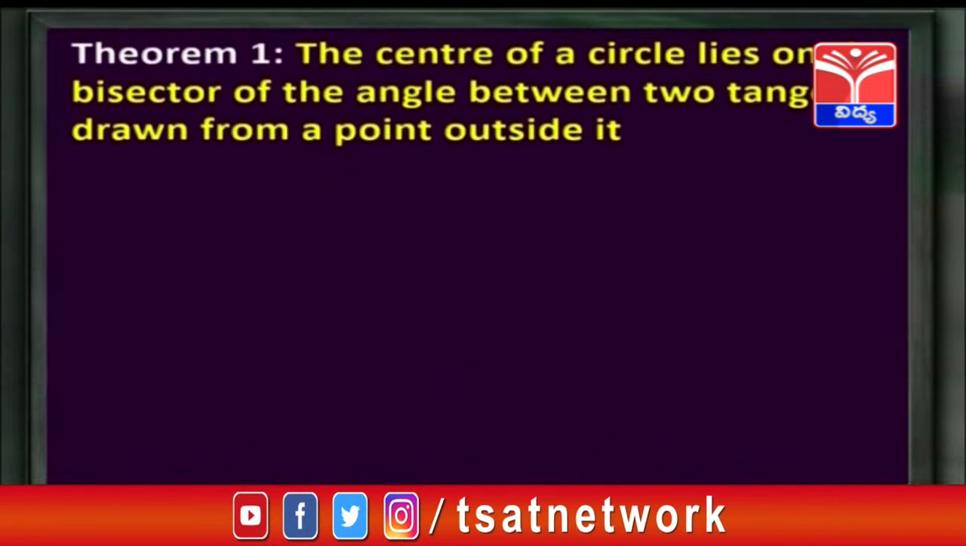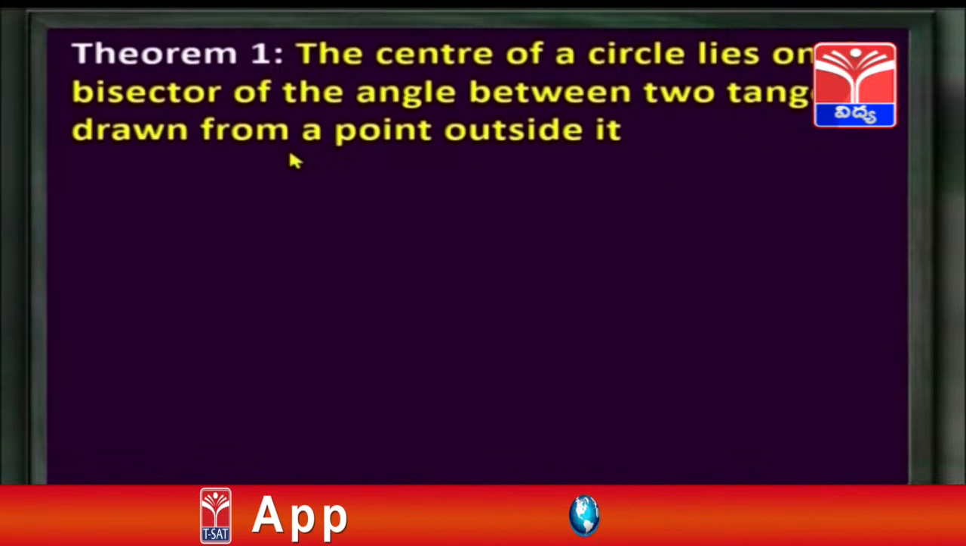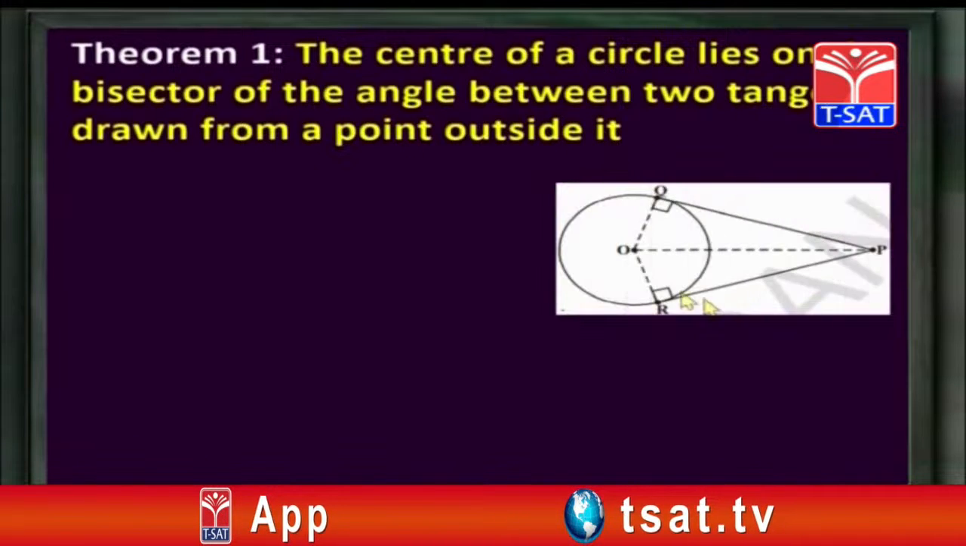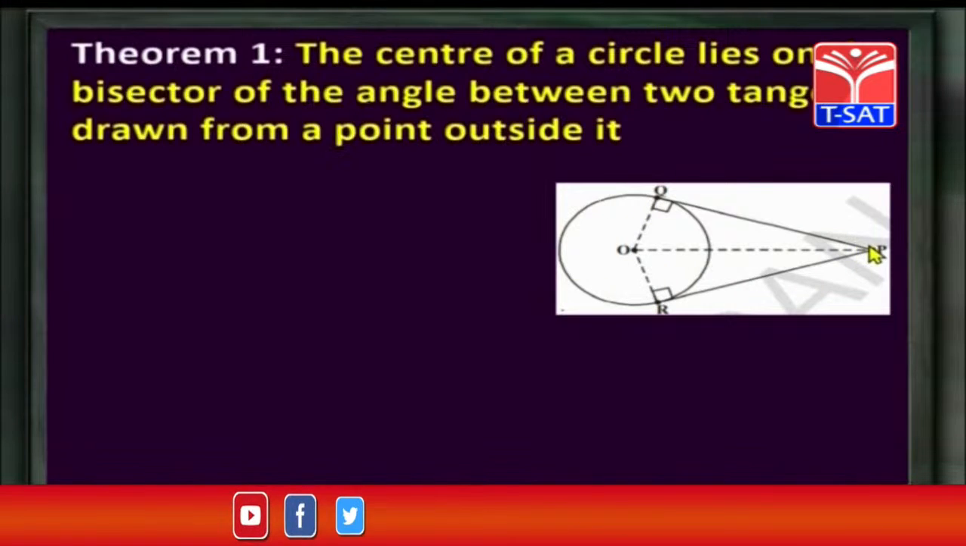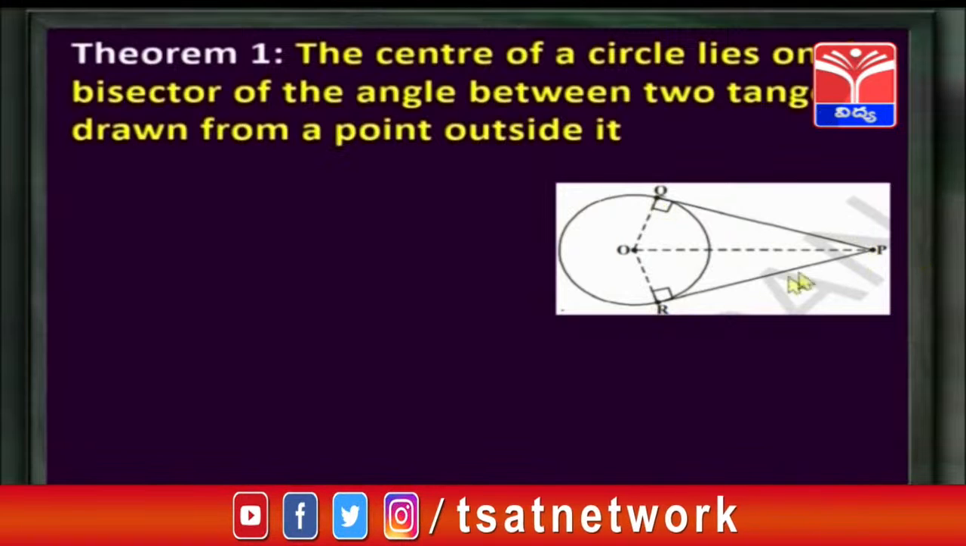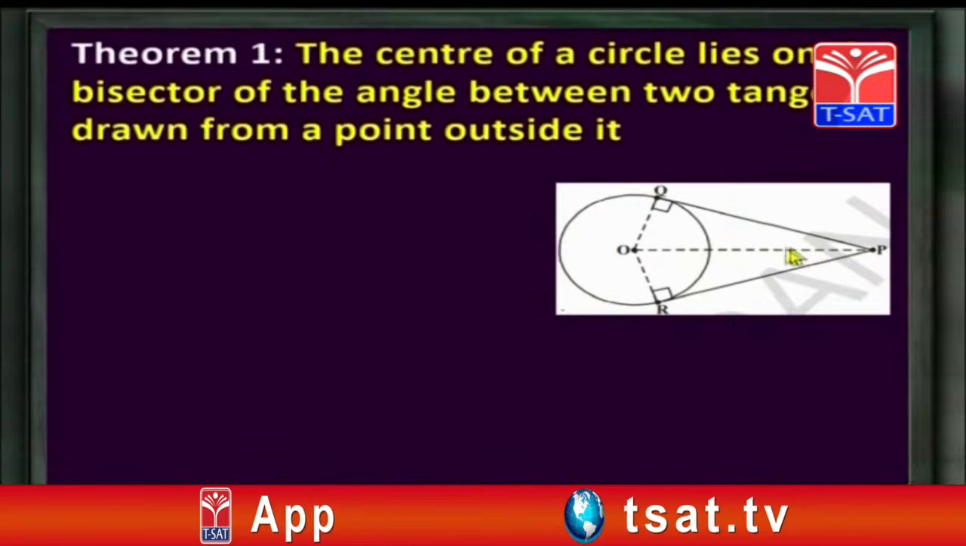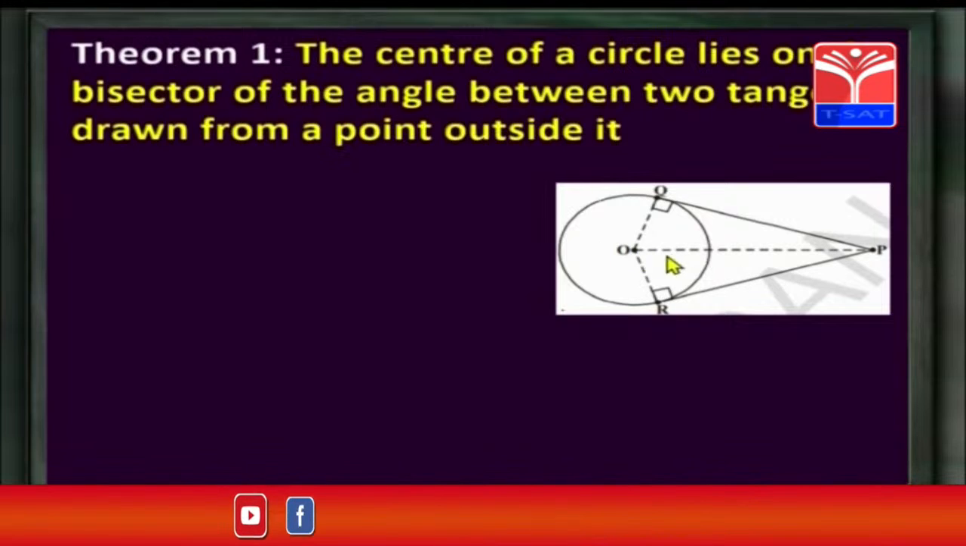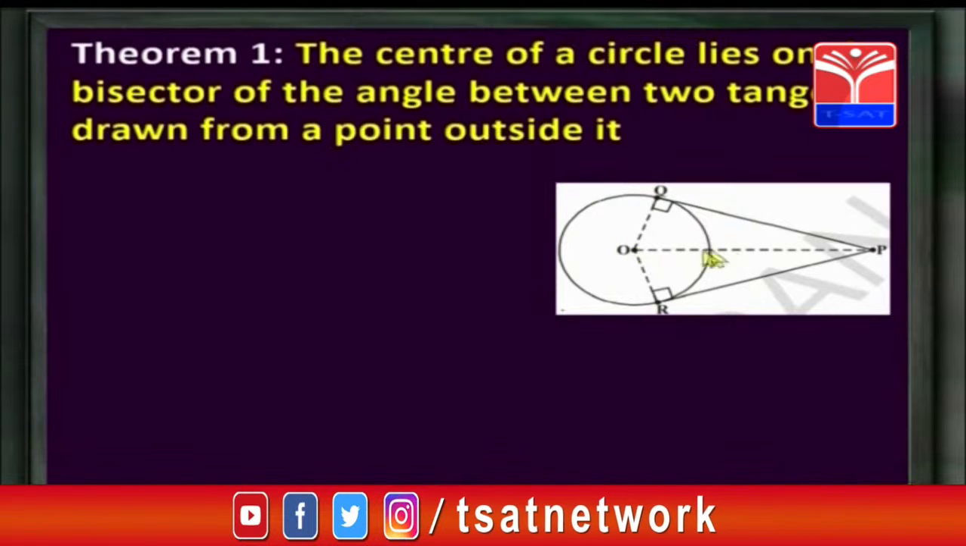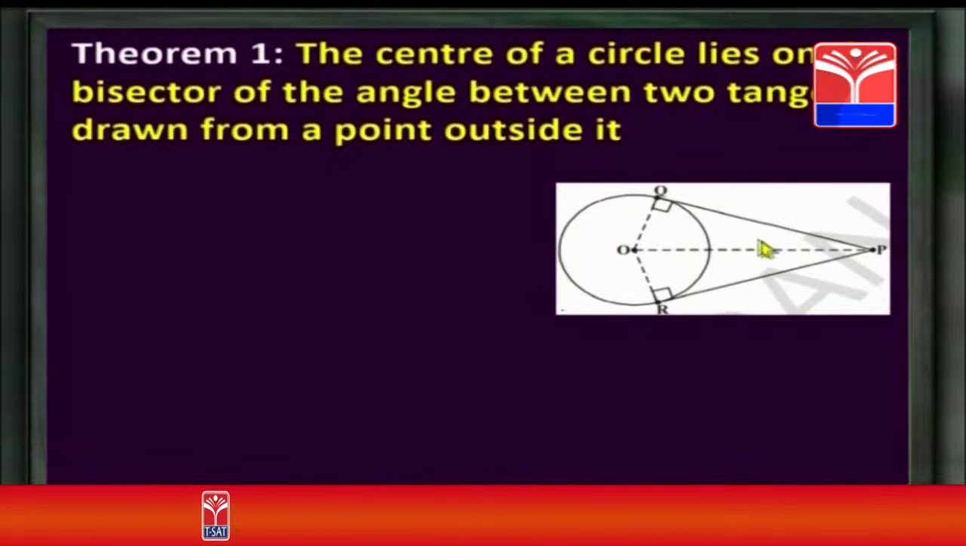Let us see the first theorem. The center of a circle lies on the bisector of the angle between two tangents drawn from a point outside it. Let us see the diagram. So, this is a circle and a point P is outside the circle. From point P, two tangents are drawn, and we know that two tangents are equal, that is PQ and PR are equal. Suppose we draw the angle bisector of this angle P, then this line always passes through the center of the circle. So, the center of the circle lies on the bisector of the angle between two tangents drawn from a point outside it.